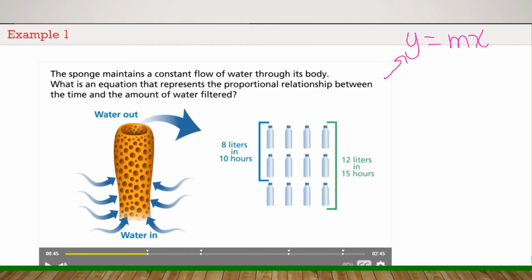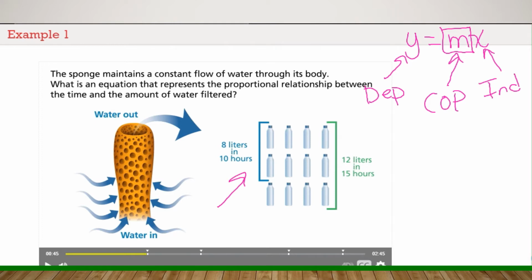Now y, that is our dependent variable. Now I want you to write this down. Y is our dependent variable. X is our independent variable. And m, that is our constant of proportionality. You'll see me writing it like this, constant of proportionality. And you will have the definition later on in this presentation. So in order to figure out our m, our constant of proportionality, we need to figure out the unit rate.